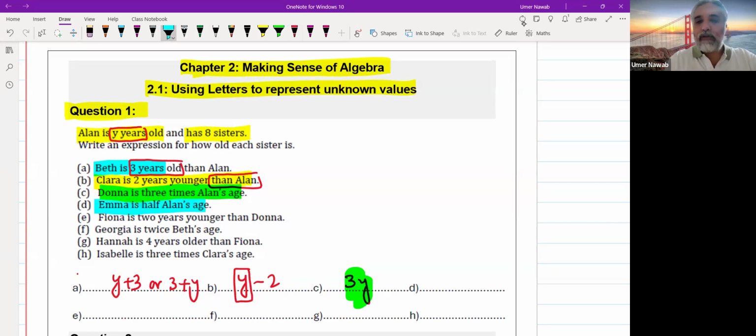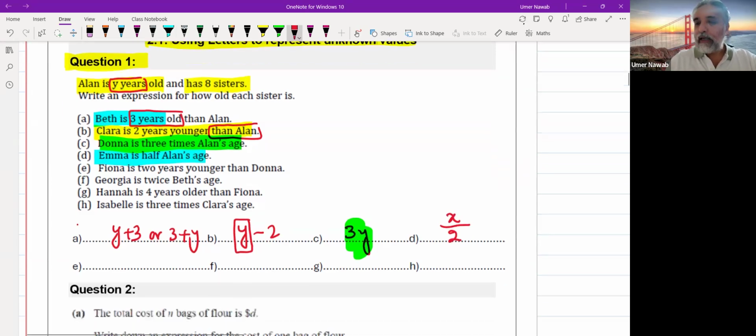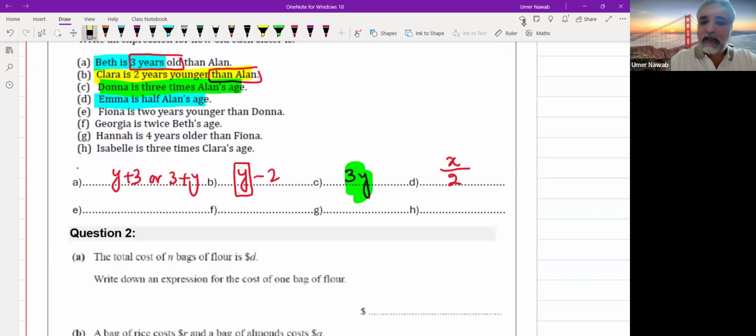Emma is half Alan's age. So I'm going to write here, Alan is Y, and I take half of that, divided by 2, right? Let me check, it's Y, not X. So it's Y over 2. You may write it as 0.5Y, or another way, you can write half first and then write Y. But I think most students want to write the answer like this.